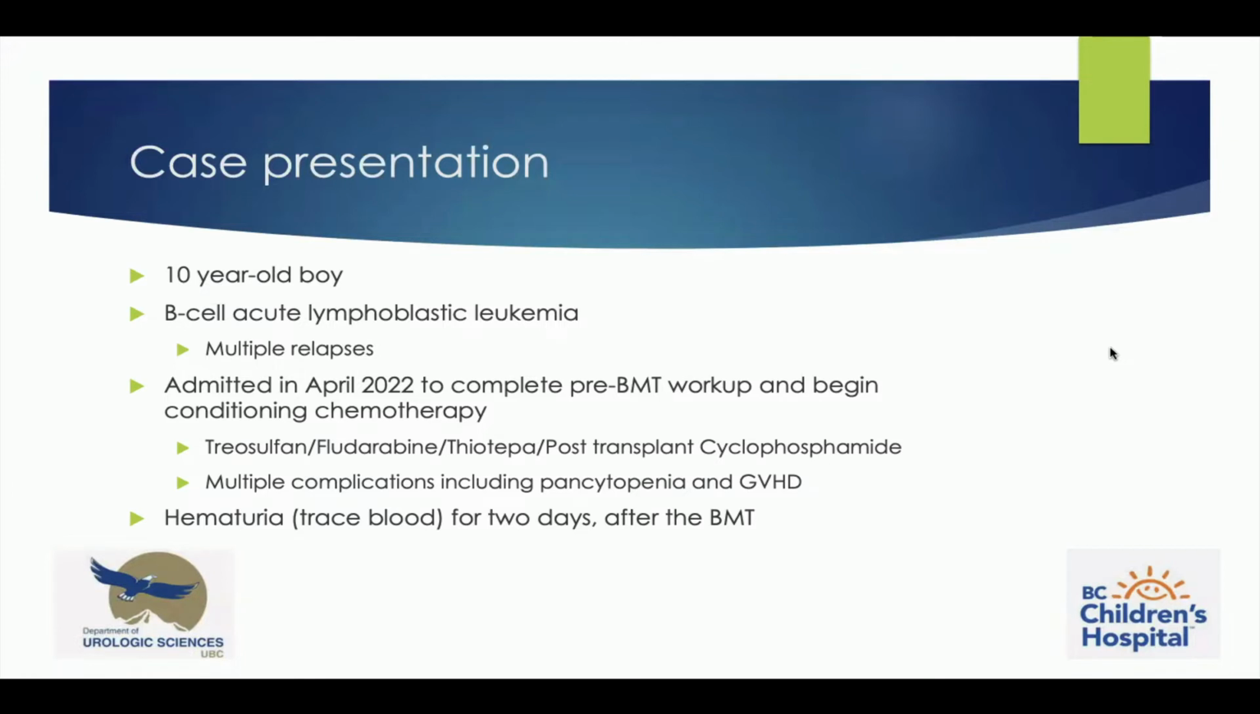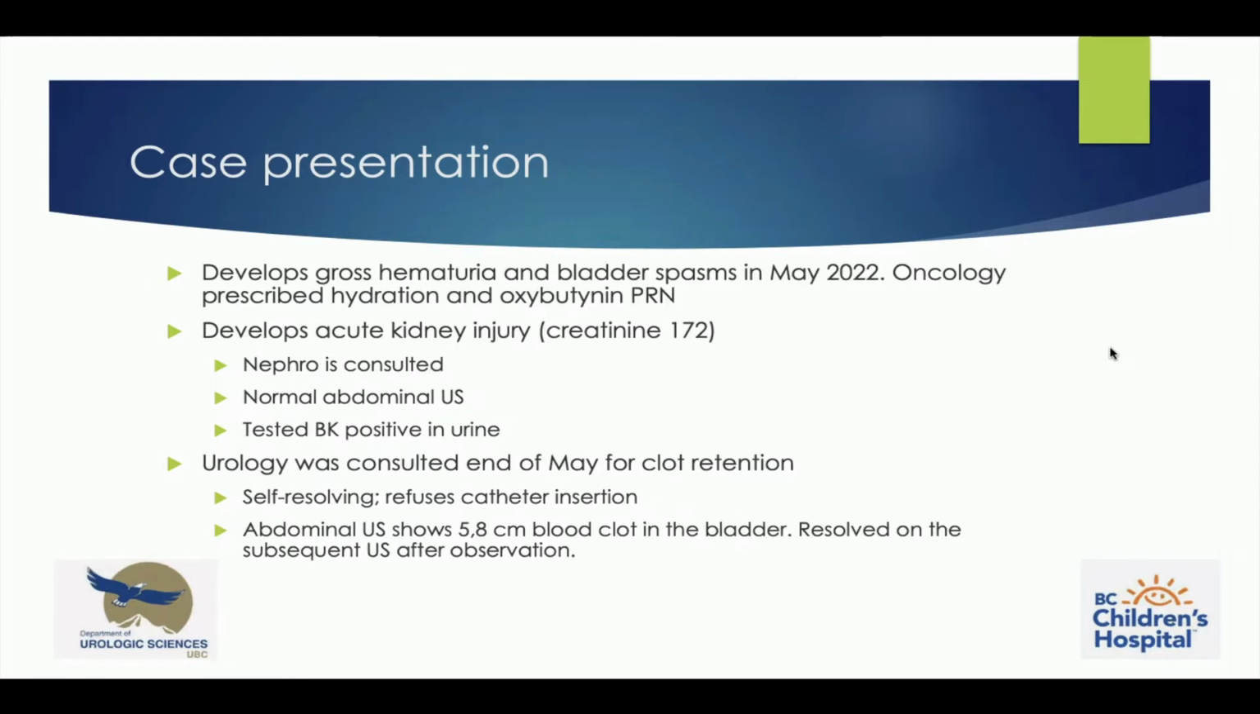About 2 days after the bone marrow transplant, he had hematuria, but only traces at that point. But in the days after, he really developed gross hematuria and bladder spasm. That was in May. Oncology prescribed hydration and oxybutynin as needed. They didn't consult us at that point. Afterwards, the patient develops acute kidney injury. The creatinine went up to 172.